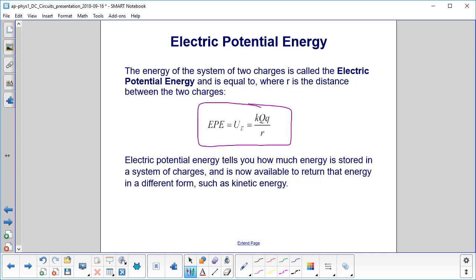Notice the similarity of that to the electric field and the electric force, except we have an r there instead of r squared. Also, going forward, instead of calling it EPE, which could also be elastic potential energy, we'll use the more conventional U that represents potential energy. Not sure why. Well, probably because P stands for power. We'll put a subscript E for electric potential energy. This tells you how much energy is stored in a system of charges and is now available to return that energy in a different form, such as kinetic energy.